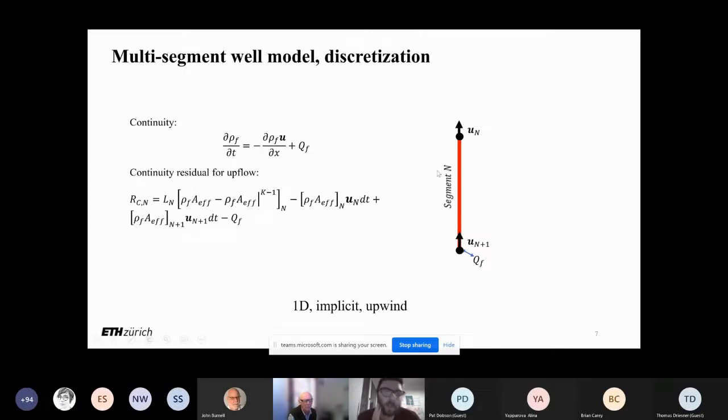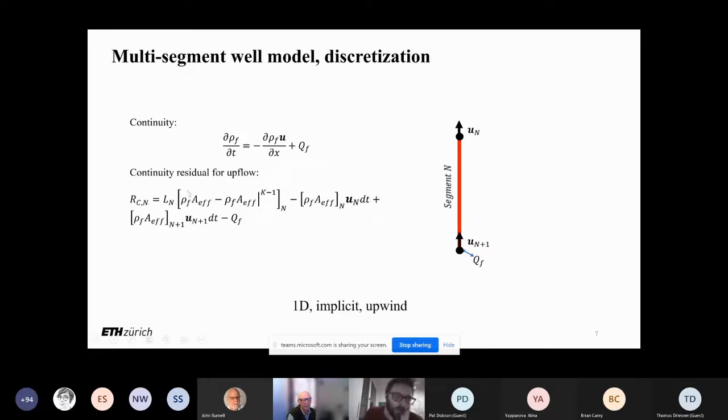So I'm going to show you very quickly the discretization. It's, like I said, 1D and implicit and upwind. I'll show you one example for continuity, for mass conservation. Here we have the residual of mass conservation for segment N, this segment.